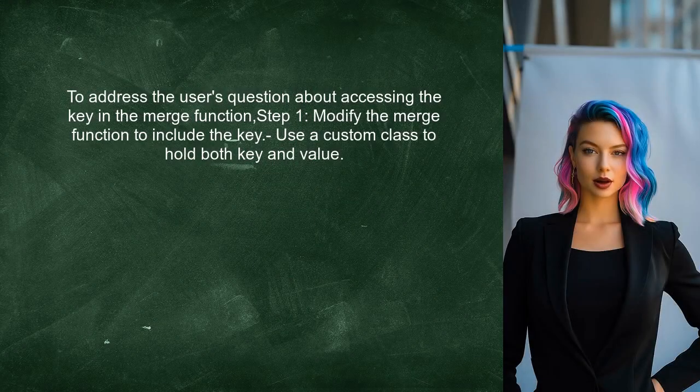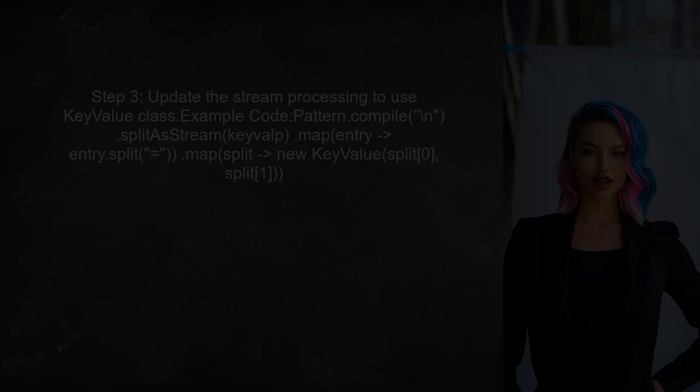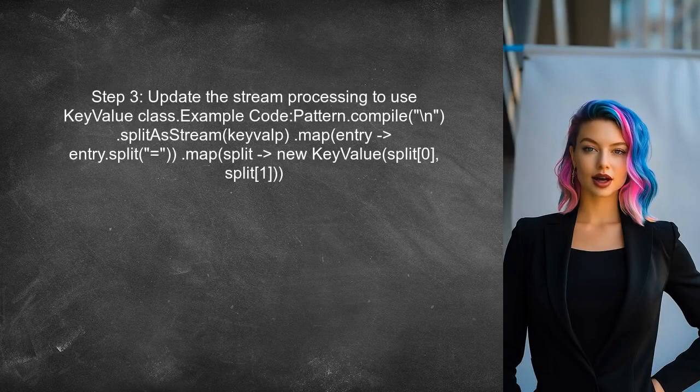To address the user's question about accessing the key that caused the duplication in the merge function, we need to modify our approach slightly. First, the user can create a simple class to hold both the key and the value. This will allow us to access the key during the merge process. Next, the user should update the stream processing to use this new class.